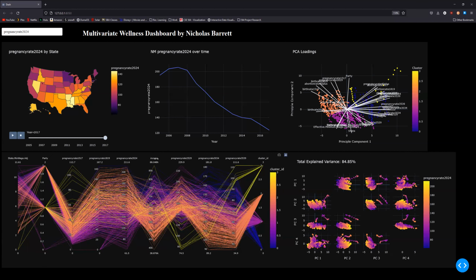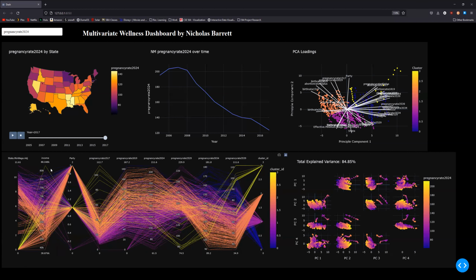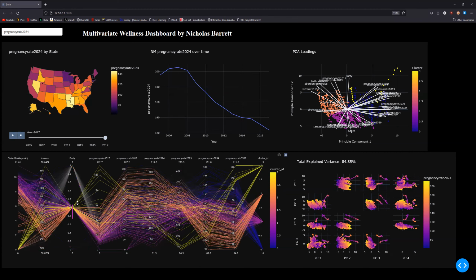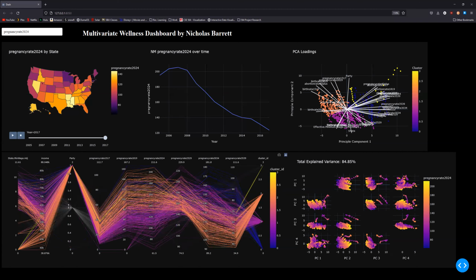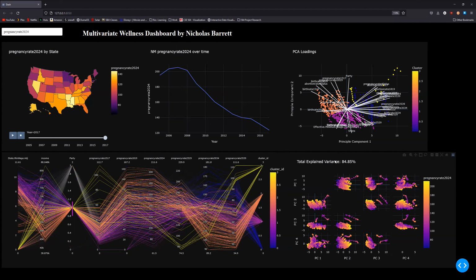And so we can use this to investigate some relationships here. So this is saying that income is associated with more family planning. And so we can use relationships like this. We also have our political party. This is independent governors. This is Democratic governors. And this is Republican governors. So we can investigate relationships like this.